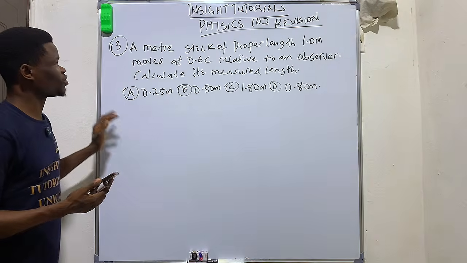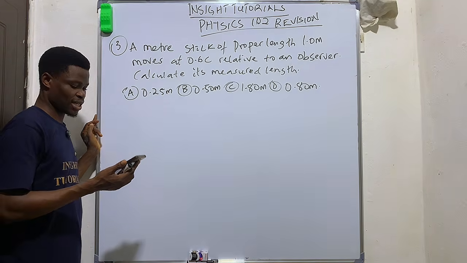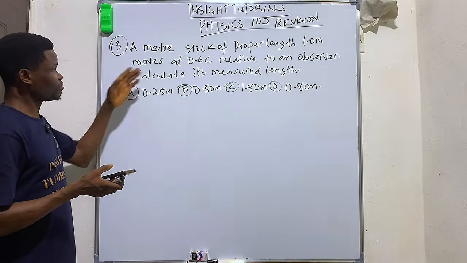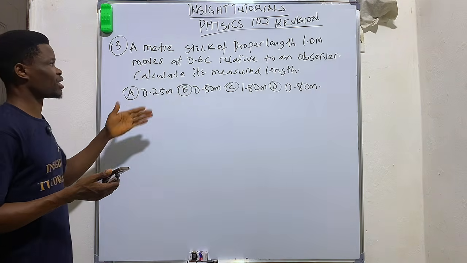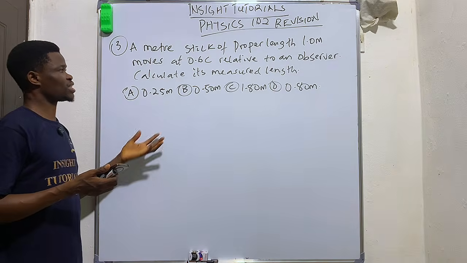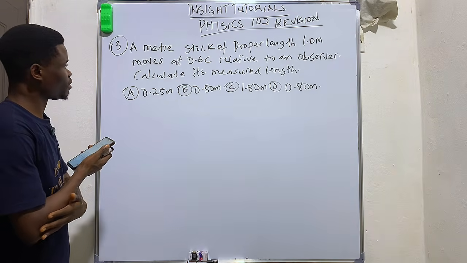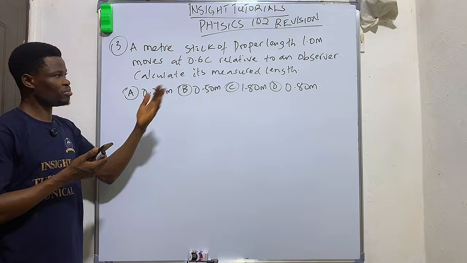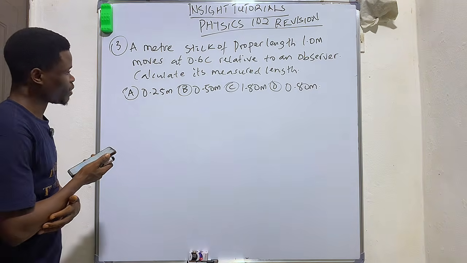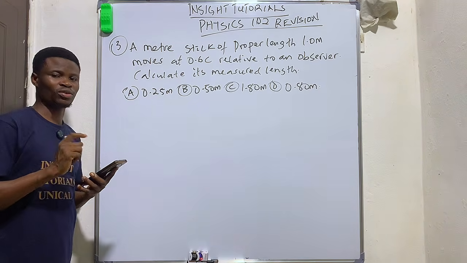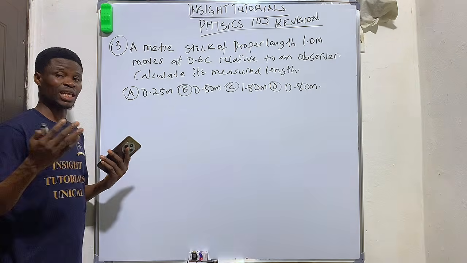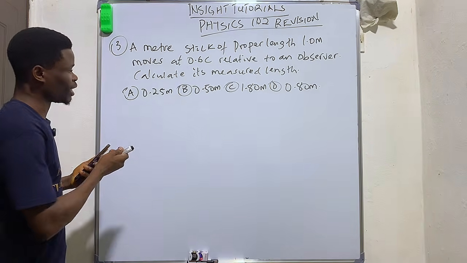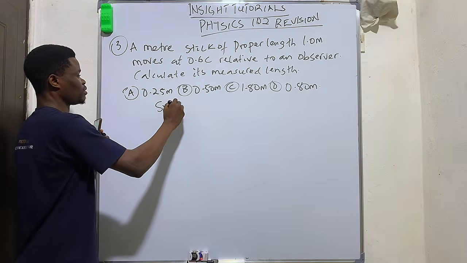All right, the third question we have here to deal with says that a meter stick of proper length 1.0 meter moves at 0.6 C relative to an observer. Calculate its measured length. Now, this particular question is from special relativity, and the subtopic is length contraction. There's a general formula for solving that, all right?